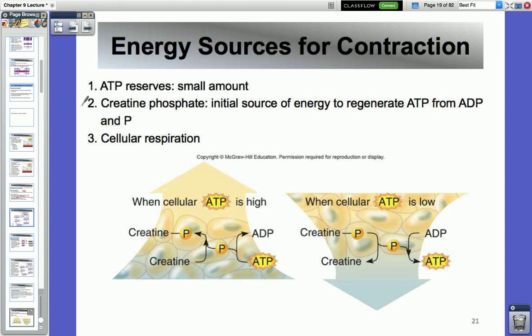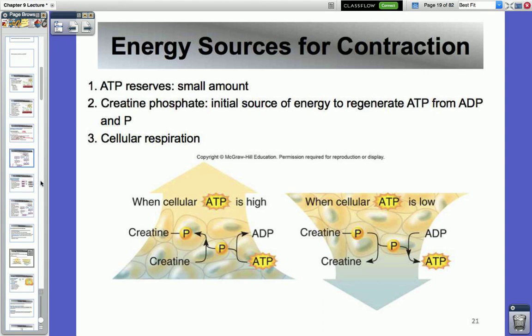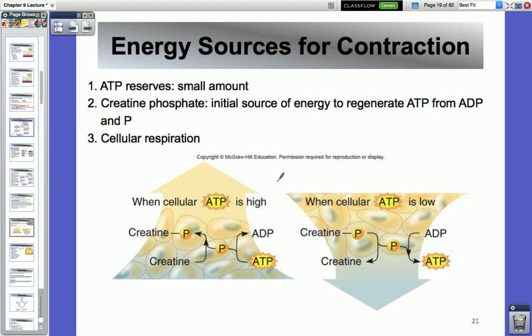The second way that we get ATP is through creatine phosphate. Now, creatine phosphate is one of those structures that has a phosphate group that's kind of attached to it. And if you all remember, ADP, which is adenosine diphosphate, is just slightly different from ATP in that it needs one more phosphate group. And so that phosphate group that creatine phosphate has can be stripped and turned into ATP.